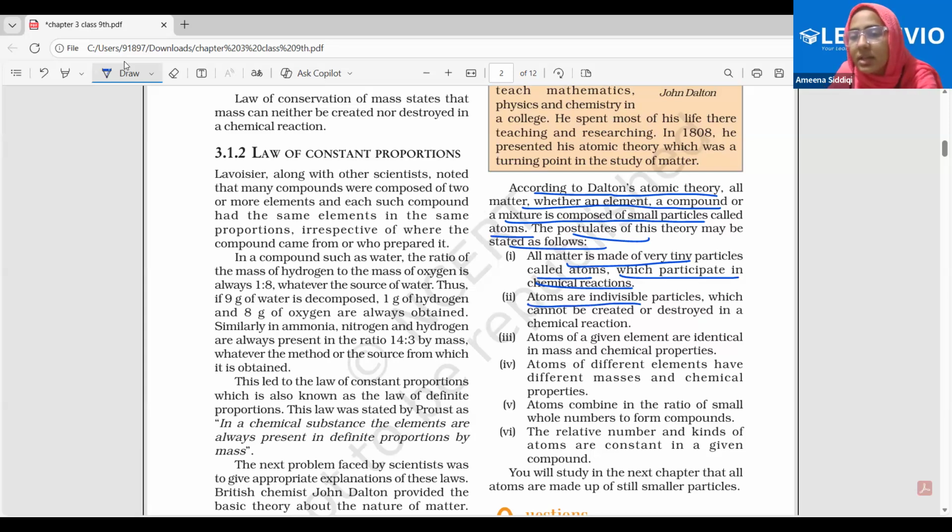Come to the next point. Atoms are indivisible, which cannot be created or destroyed in a chemical reaction. Now, according to him, the atoms are indivisible. Now, this was a failure because what we know now is that atoms are divisible, right? Write it. The drawbacks of Dalton's atomic theory.